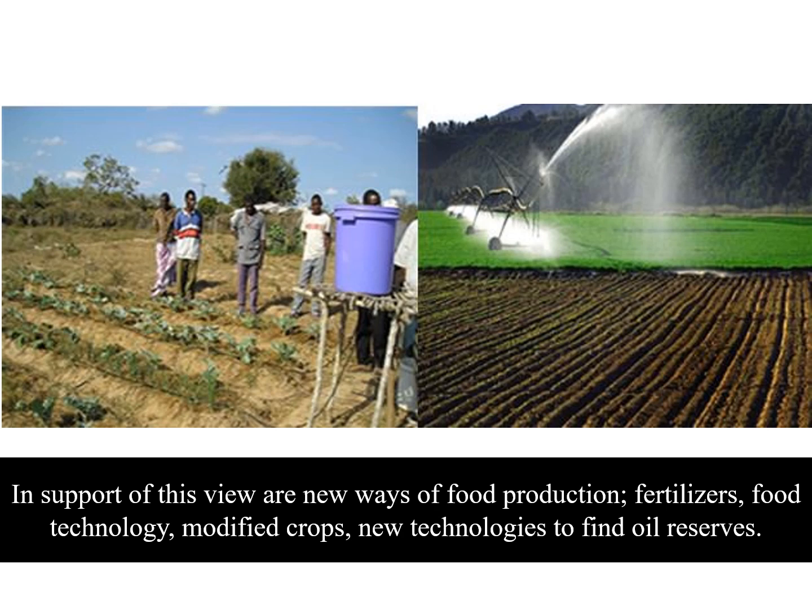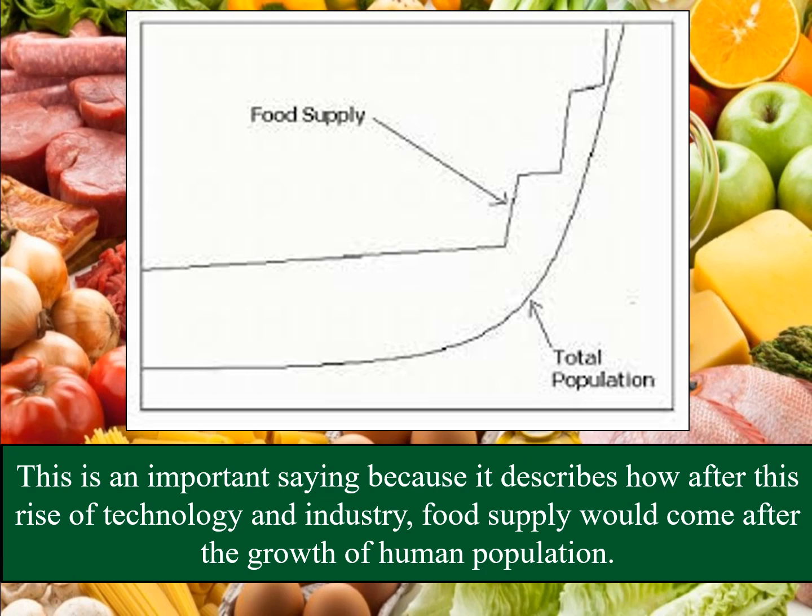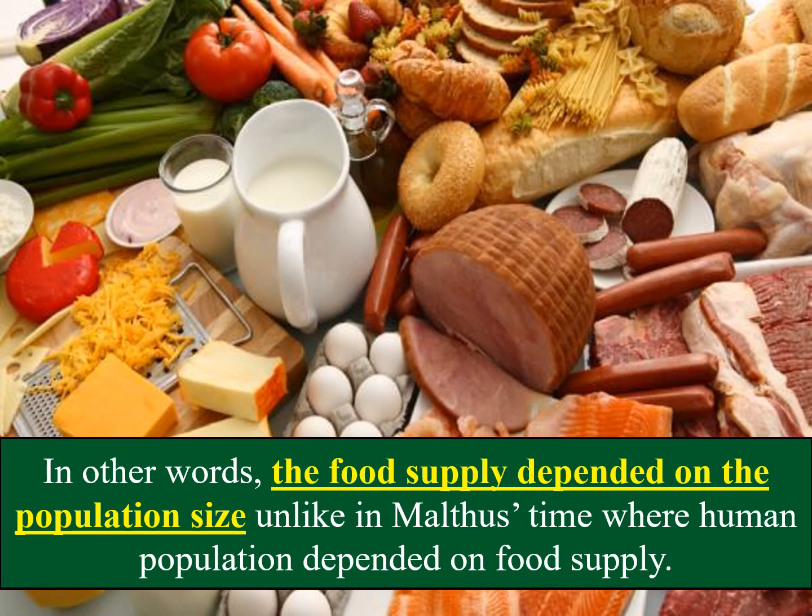In support of this view are new ways of food production, fertilizers, food technology, modified crops, new technologies to find oil reserves. This increases the Earth's carrying capacity, the largest number of people that the environment of a particular area can support. This is an important saying because it describes how after this rise of technology and industry, food supply would come after the growth of human population. In other words, the food supply depended on population size, unlike in Malthus's time where human population depended on food supply.